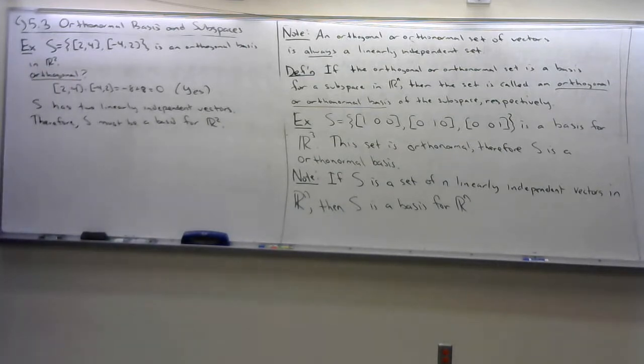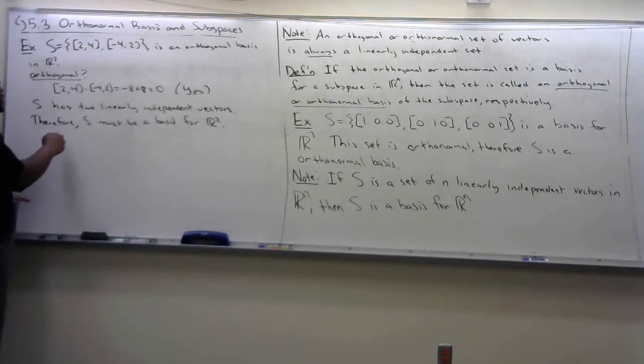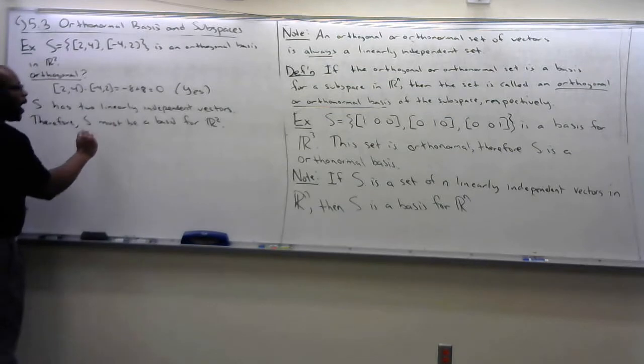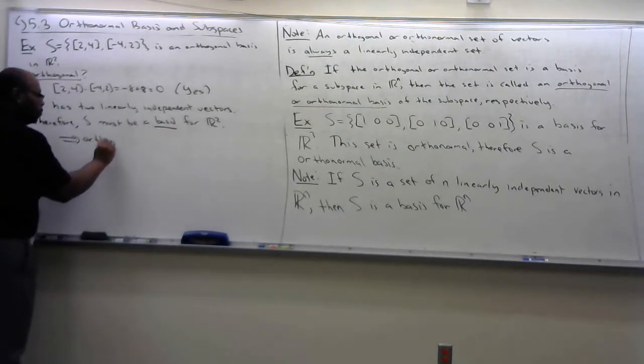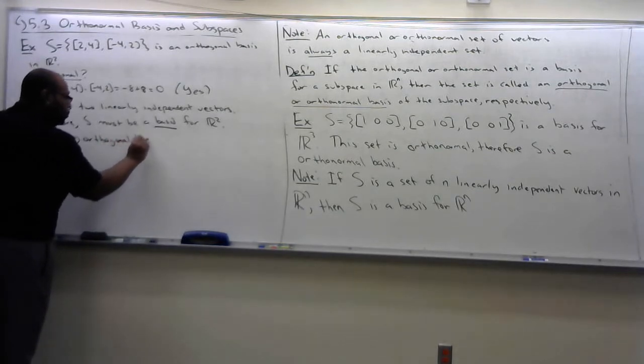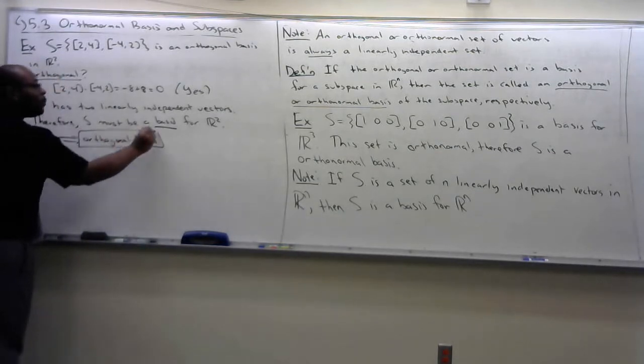Now, I have to be careful here, right? The vectors that I'm looking at have to be in R2. So I have 2 linearly independent vectors in R2. Those 2 linearly independent vectors in R2 create a basis for R2. So therefore, it is orthogonal and it is a basis. Since it's orthogonal and it is a basis, that means that it is an orthogonal basis. Hopefully I'm not over-explaining that.